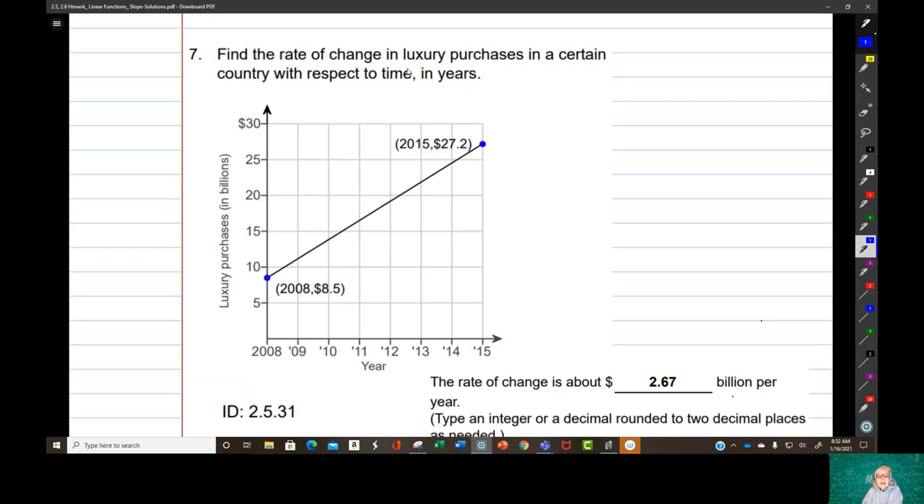This says find the rate of change in luxury purchases. That's not your everyday purchase. In a certain country with respect to time. Well, let's just kind of look. Clearly, the y-coordinate here is lower than the y-coordinate there, or if you prefer, you can just say the point here is lower than the point there. So this line is increasing. That means luxury purchases are increasing in this problem.